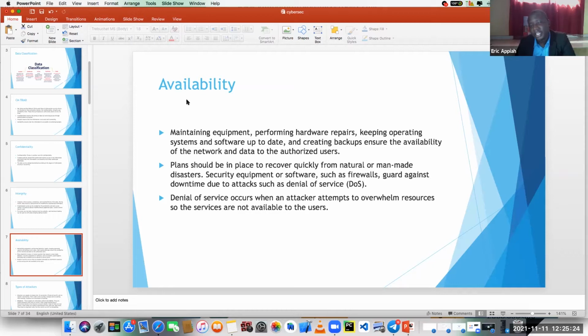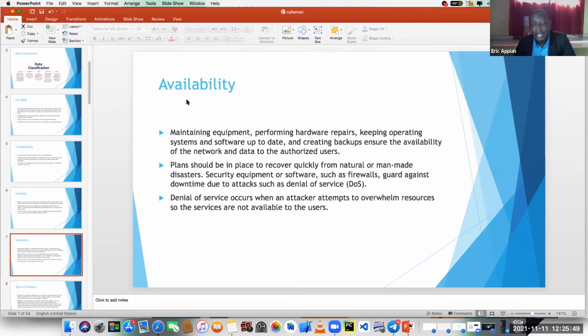In the case of an ATM, you see that they do constant repairs, and the operating systems and software are kept up to date. Then you ensure that you create backups to ensure availability of network and data to authorized users. And there should also be plans to recover quickly from disasters.